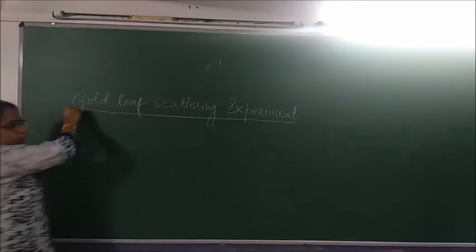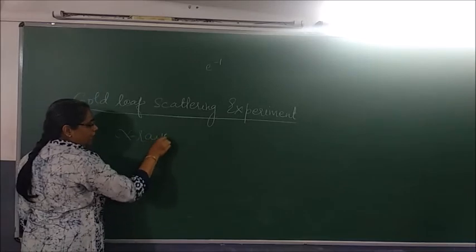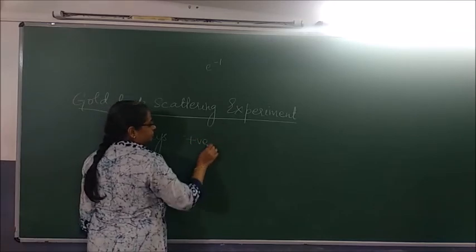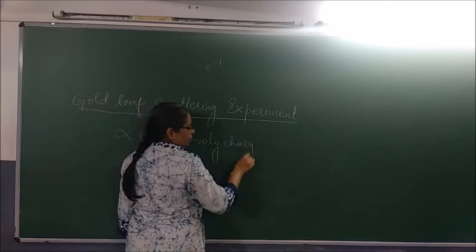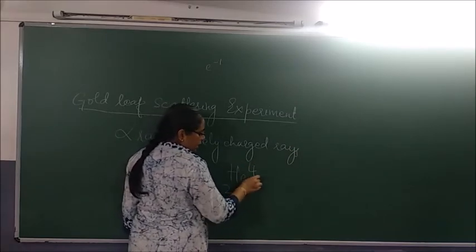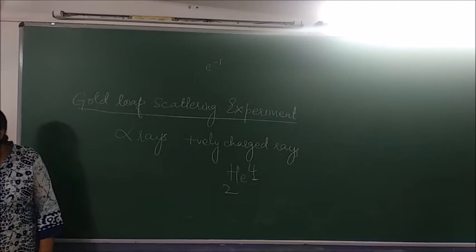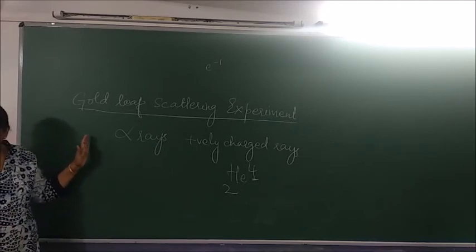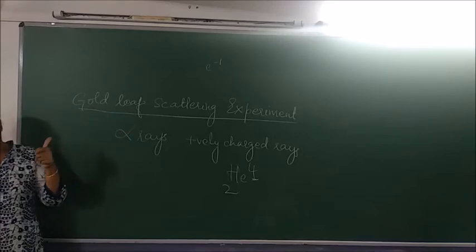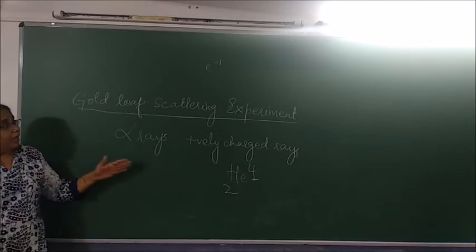Okay. What did Rutherford do? He took metal and bombarded it with a fast moving beam of alpha rays. What are alpha rays? They are positively charged rays. They are doubly charged helium atoms which have a mass of 4, and have how many electrons? 2 electrons. So alpha rays basically are positively charged rays, doubly charged helium atoms. They are taken because they move with a very high velocity, and they have very high penetrating power.